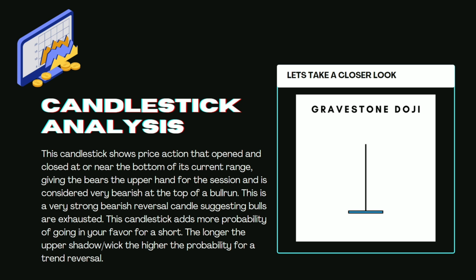The longer the upper shadow or wick, the higher the probability for a trend reversal. Now note this, not all candlestick formations follow the rules of the market. It's just suggesting that the probability is going to be higher in your favor. Never say that just because you see a candlestick formation, the market's always going to go in that direction. The probability of it happening is a little bit higher.